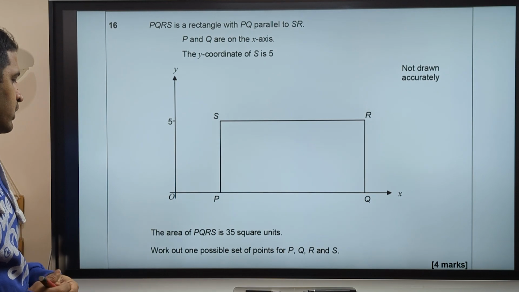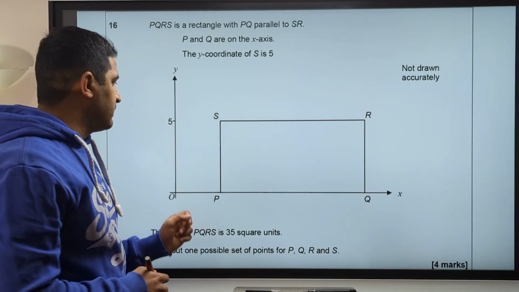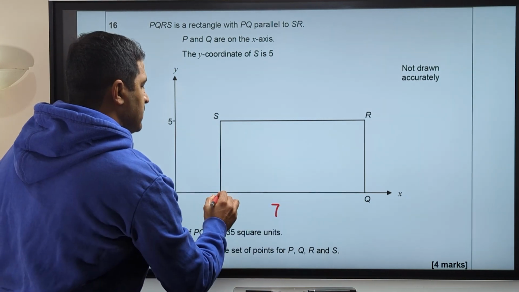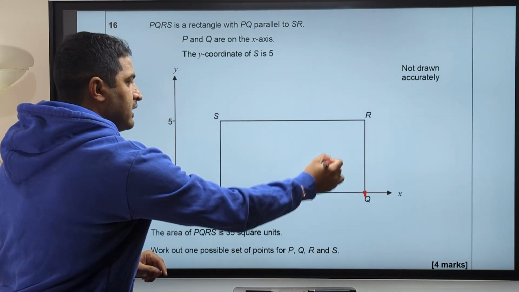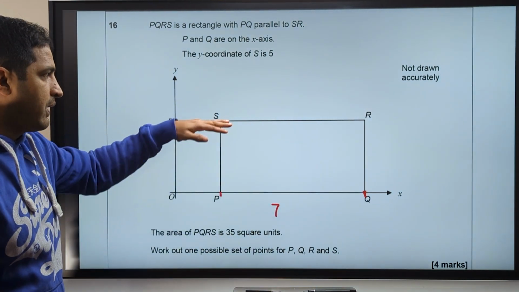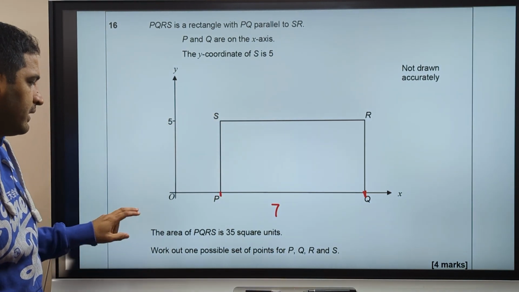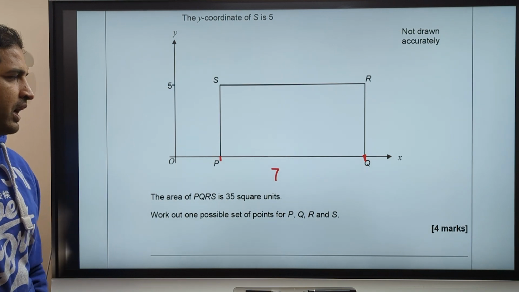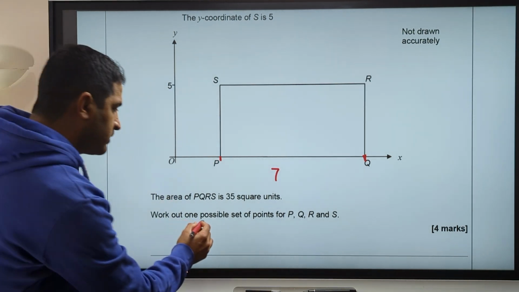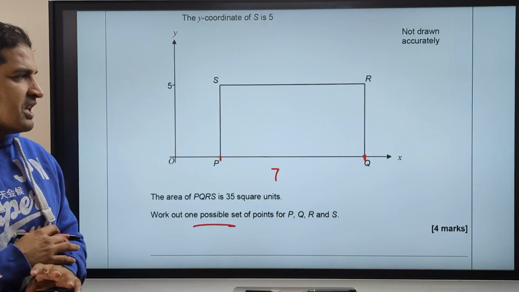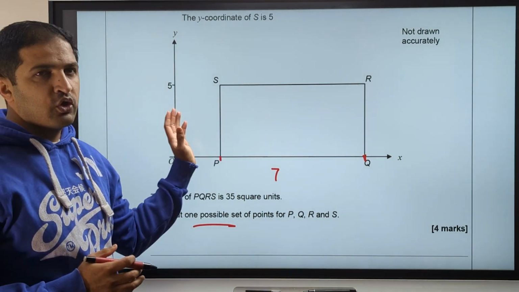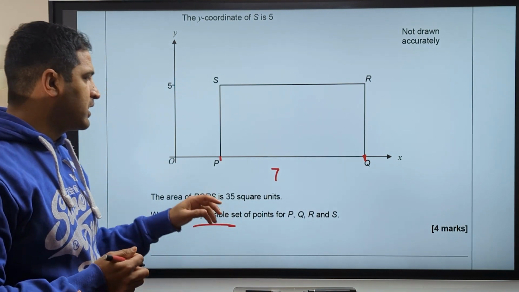Another question on the coordinates. The area is 35. So if that's 5, this length here is going to be 7. From P to Q is 7. That gives you the area there is 35 because the height of that rectangle is 5. Work out one possible set of the points P, Q, R, S. Now again, there's one possible set. So you can be literally any points as long as you're being consistent with it. All the points should have the x coordinates, y coordinates consistent.